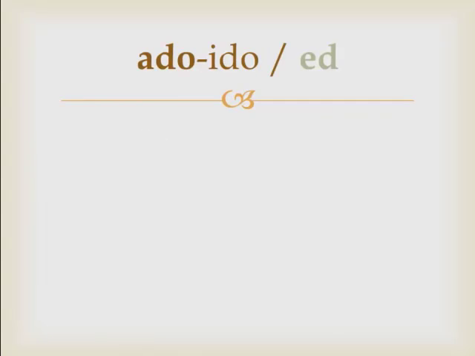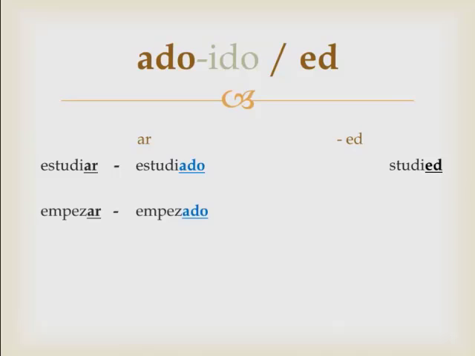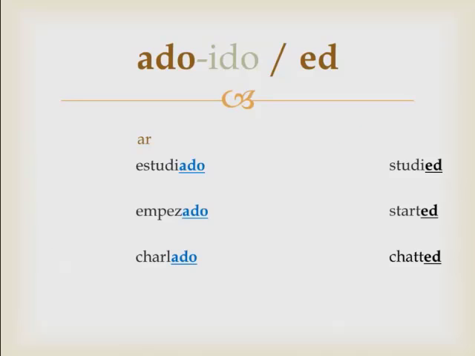When we look at the second part of this, the ado or ido ending of the verb, or the ed ending in English, for an AR verb, you're going to go estudiar. You'll drop the AR ending and add ADO. And that would mean studied. Empezar would go to empezado, started. And charlar is to chat. Charlado is chatted. So the ed form of the verb is going to be ADO in Spanish, ed in English.